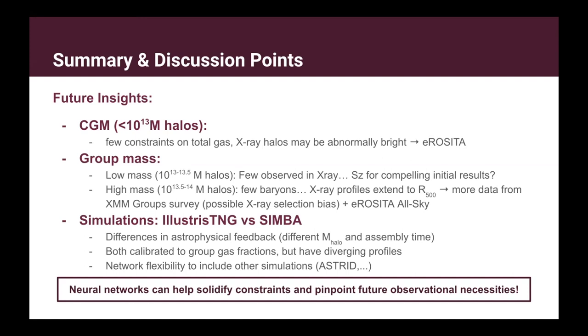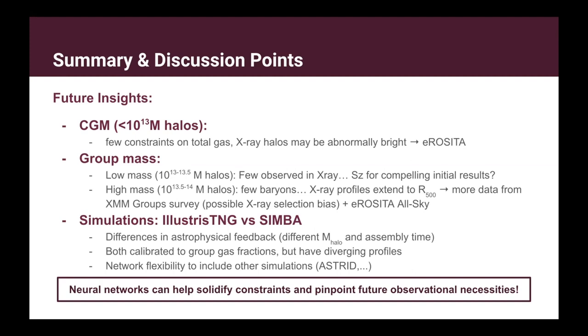For high mass, going from 10^13.5 to 10^14 solar mass halos, there are also significantly devoid of baryons. Since the X-ray profiles can extend to around R500, we can calibrate to the slope and fitting with the halo baryon fraction to this. And so we can get more data from XMM group surveys. However, this might induce some possible X-ray selection bias. And also, again, the eROSITA all-sky surveys.